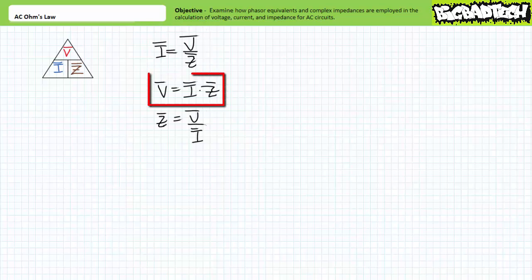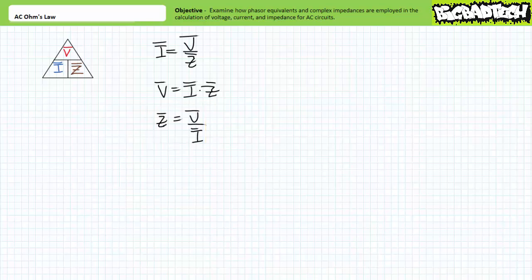Similarly, if one is capable of representing current as a phasor equivalent and the impedance of an element as a complex number, one is capable of quickly solving for the resultant voltage as a phasor equivalent using simple multiplication. Voltage equals current times impedance. Finally, if one is capable of representing both voltage and current as phasor equivalents, one is capable of quickly solving for the resultant complex impedance using simple division. Impedance equals voltage over current.